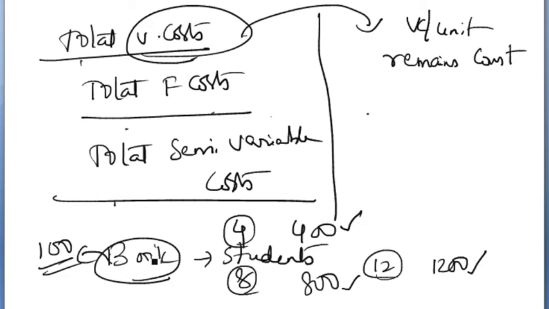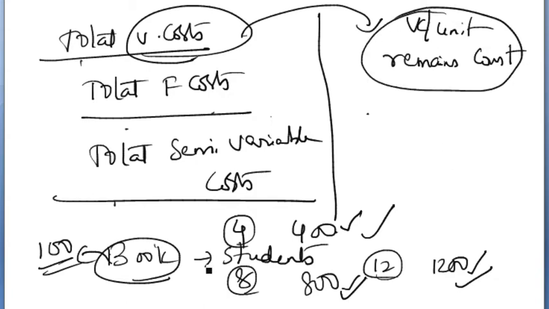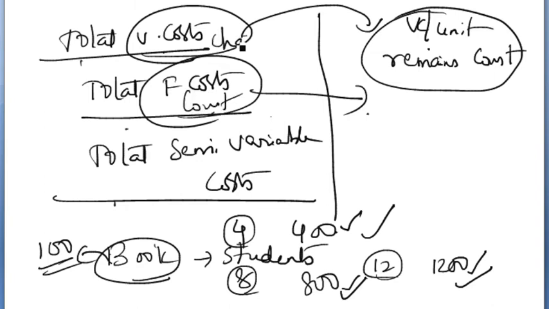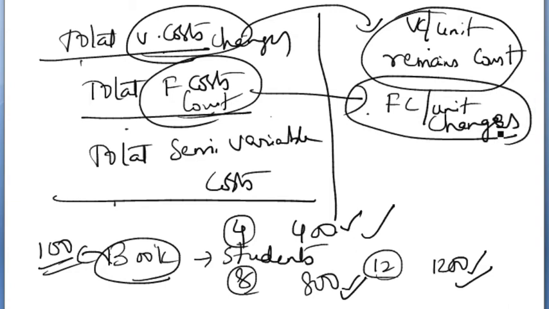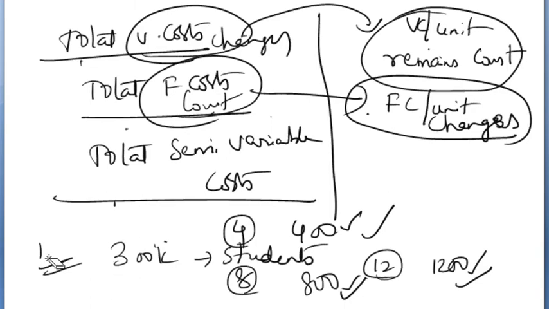But what is the per unit book cost? Here it is 100. Here also it is 100. Here also it is 100. So variable cost per unit, in this case book per student, remains what? Constant. So in total it will change, but per unit it remains constant. Then what about fixed cost? In total it remains what? Constant. In total it remains constant, but fixed cost per unit, what, Nana? Changes. This is very important. Keep this in mind. Fixed cost per unit changes. We'll see the example. It's pretty easy to understand.